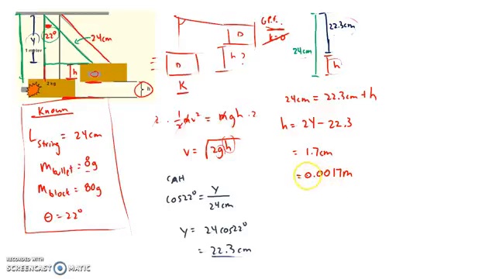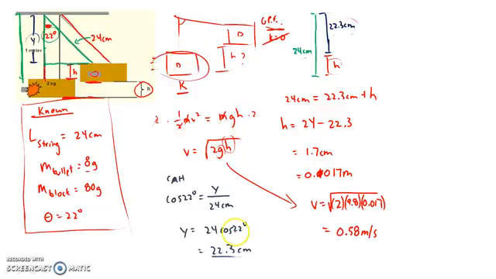Oops, I made a mistake there. 1, 2, yeah, divided by 100. So that's how many meters it is. So let me plug it back into this formula I created. 2 times 9.8 times 0.017. Put that in my calculator, and I get 0.58 meters per second. So that's the speed of the block and the bullet moving together.